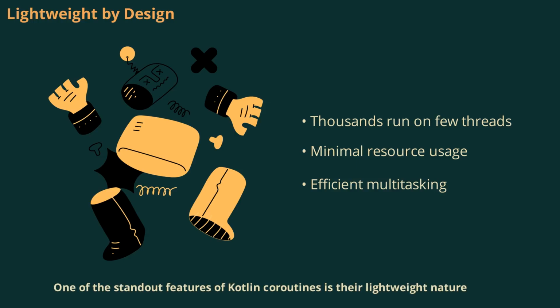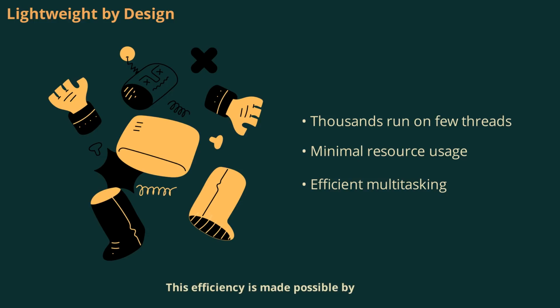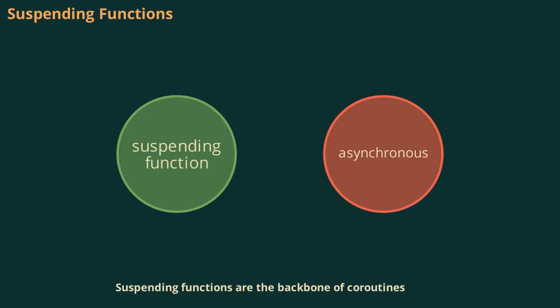One of the standout features of Kotlin coroutines is their lightweight nature. Unlike traditional threads, which are expensive to create and manage, coroutines are designed to be minimal in resource usage. You can easily have thousands of coroutines running simultaneously without overwhelming your system. This efficiency is made possible by the way coroutines handle suspension and resumption, only using threads when absolutely necessary. This means your app can scale to handle many tasks at once, all while keeping performance smooth and battery usage low. Suspending functions are the backbone of coroutines.